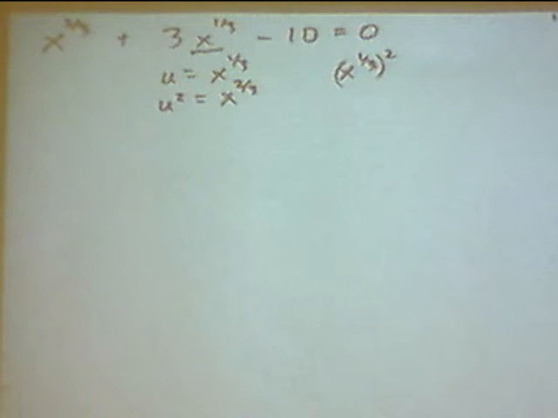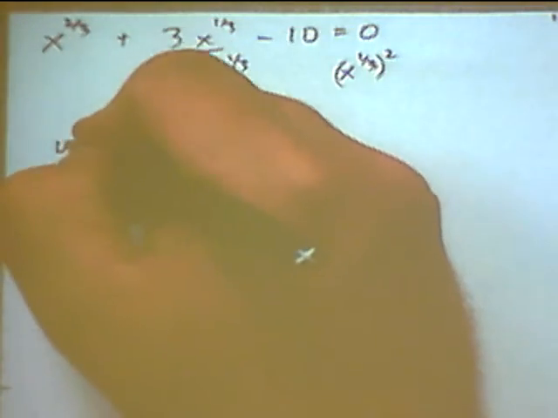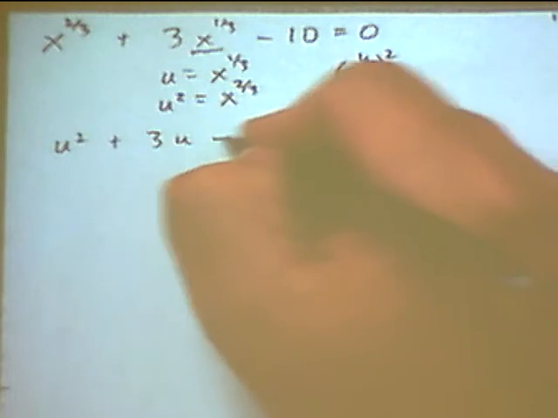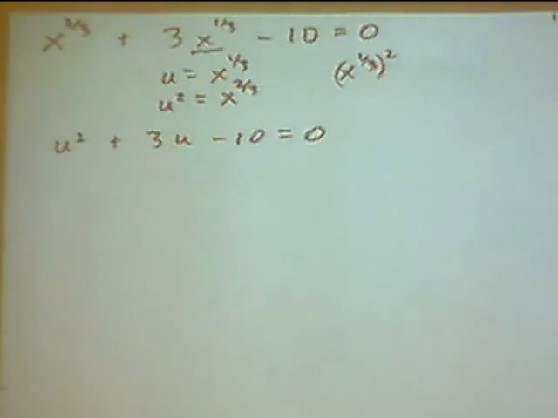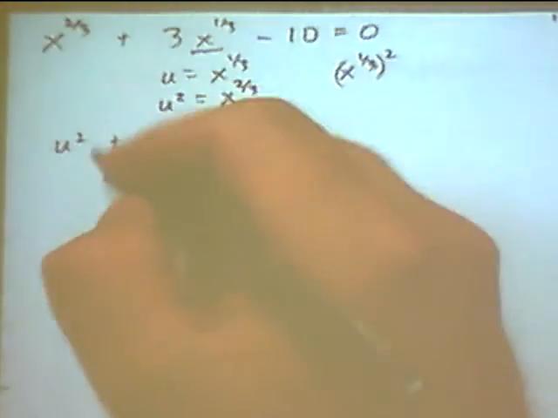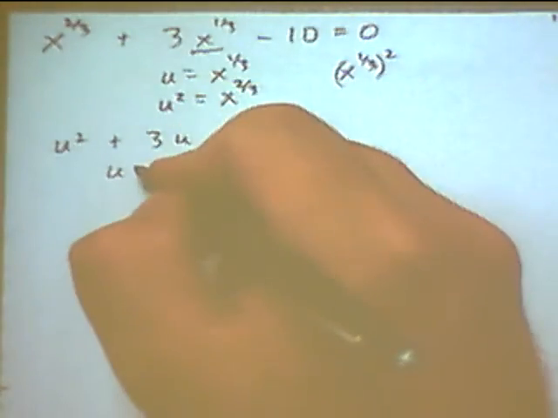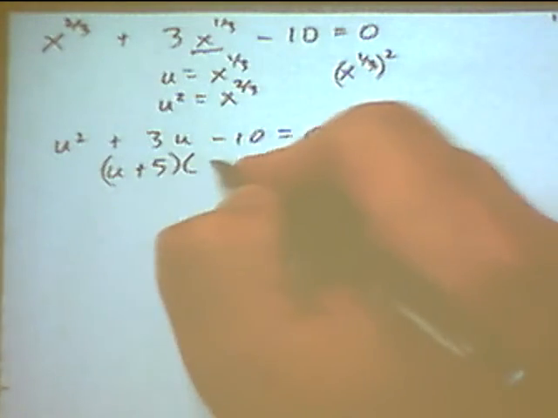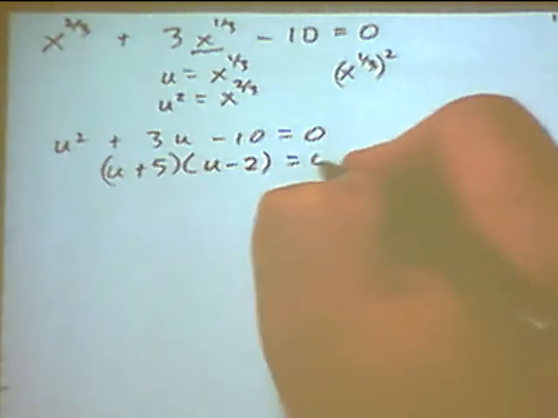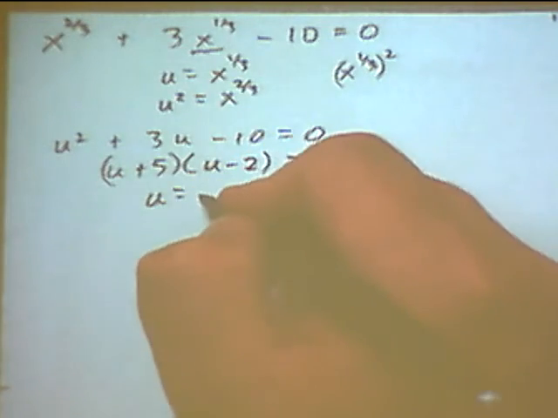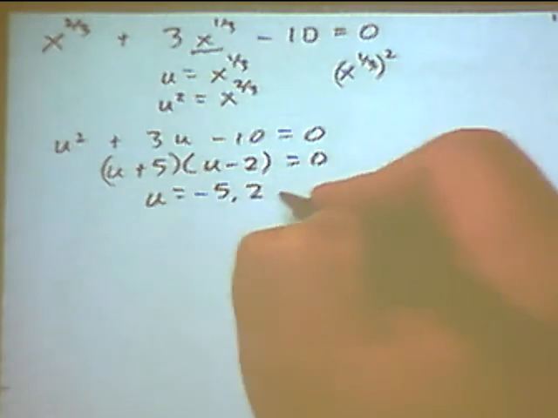Now I go back into my original equation, and instead of having x's, I put in u's. So I have u squared, for x to the 2/3, plus 3 times u, for x to the 1/3, minus 10 equals 0. Now, lo and behold, I have a quadratic equation. And I believe this one factors. So when I factor it, I get u plus 5 times u minus 2 equals 0. So my solutions with respect to u are minus 5 and 2.